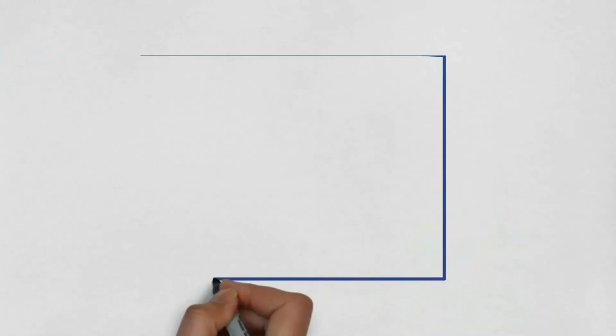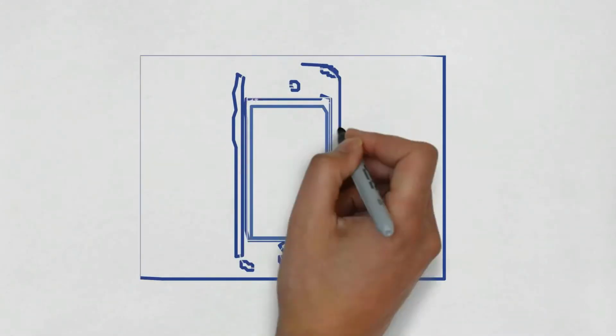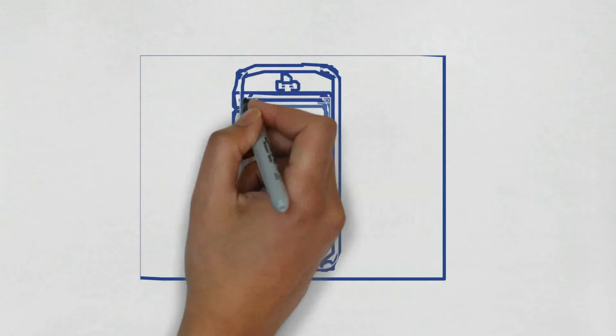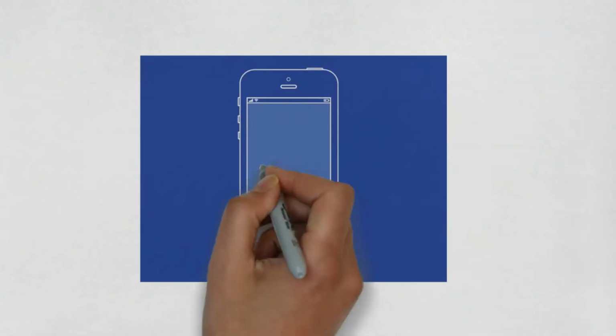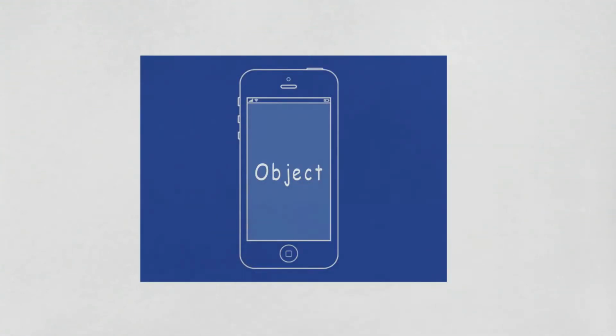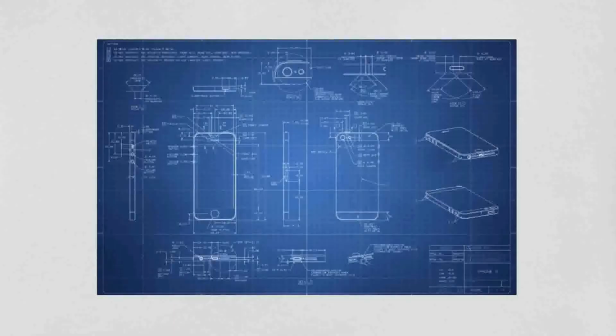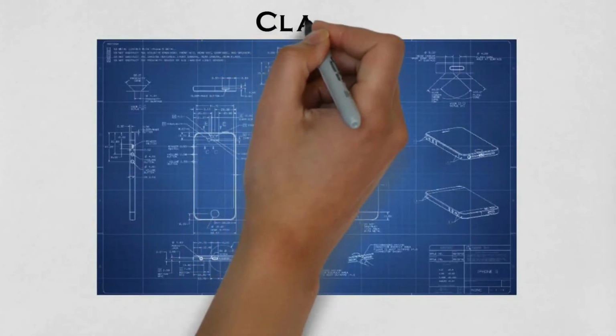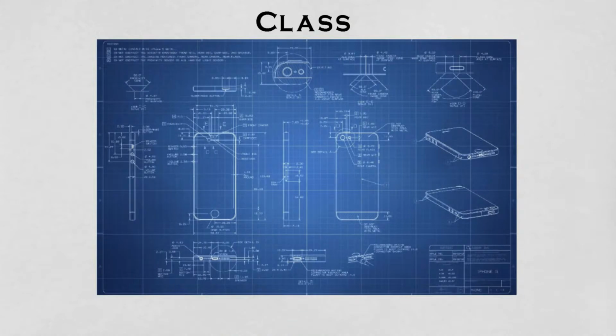Let us take an example. Suppose your smartphone is an object. Then what is its class? The blueprint, the features of the smartphone, like its camera, its speakers, is its class. We will discuss the naming conventions of classes and its rules in our upcoming videos.